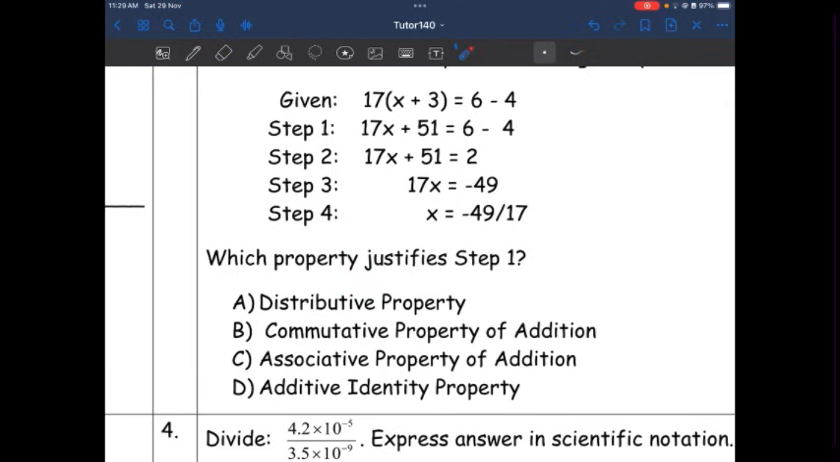Which property justifies step 1? Step 1 was when he distributed. So this would be the distributive property.